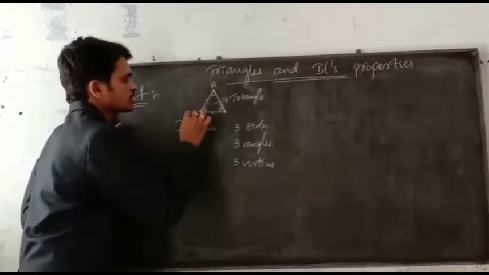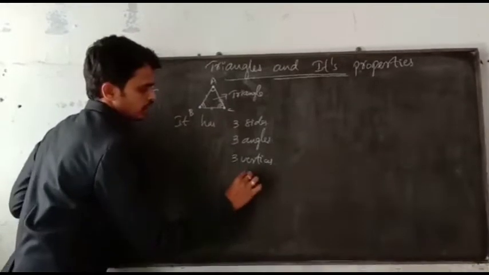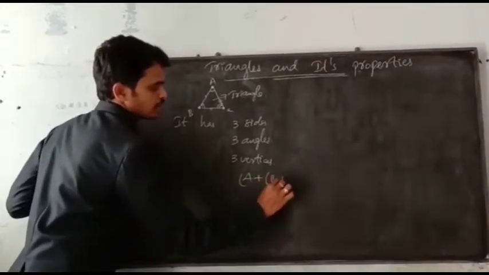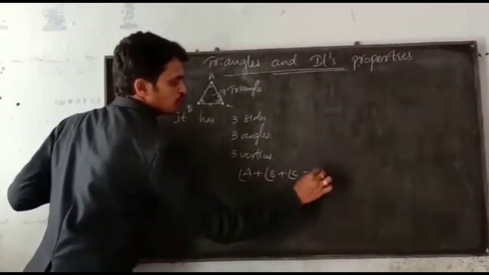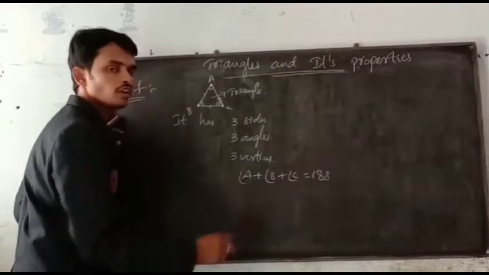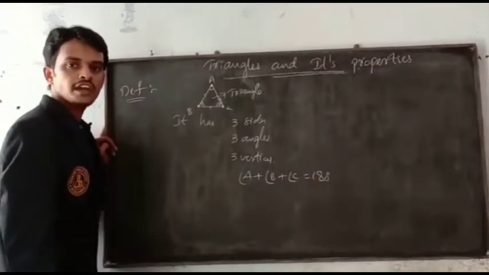So now, in a triangle, the sum of the 3 angles is equal to 180 degrees. Let this triangle be ABC. Then angle A plus angle B plus angle C is equal to 180 degrees. This is called the angle sum property of a triangle.